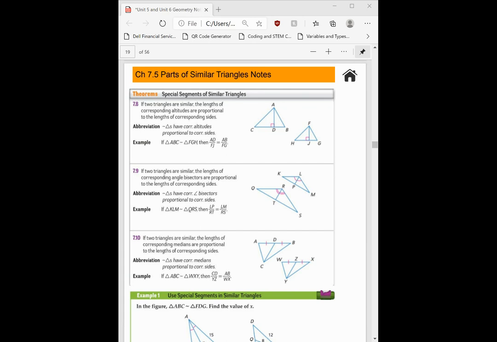If two triangles are similar, the lengths of the corresponding altitudes are proportional to the lengths of the corresponding sides. The second one is, if two triangles are similar, the lengths of the corresponding angle bisectors are proportional to the lengths of the corresponding sides. And the last one says, if two triangles are similar, the lengths of the corresponding medians are proportional to the lengths of the corresponding sides. So one is talking about altitudes, one is talking about angle bisectors, and the other one is talking about medians.